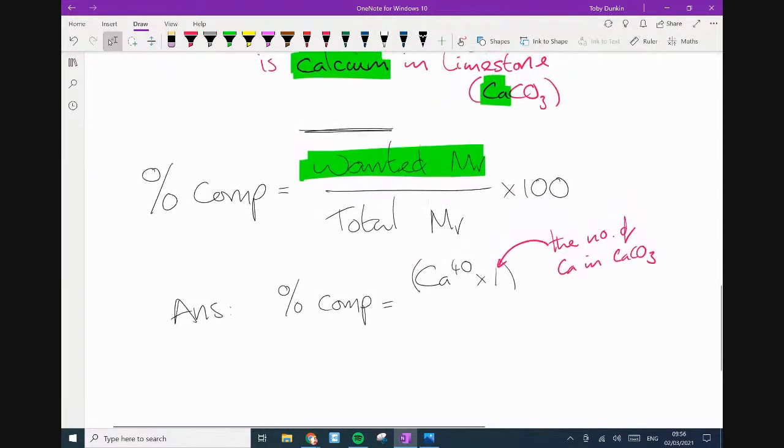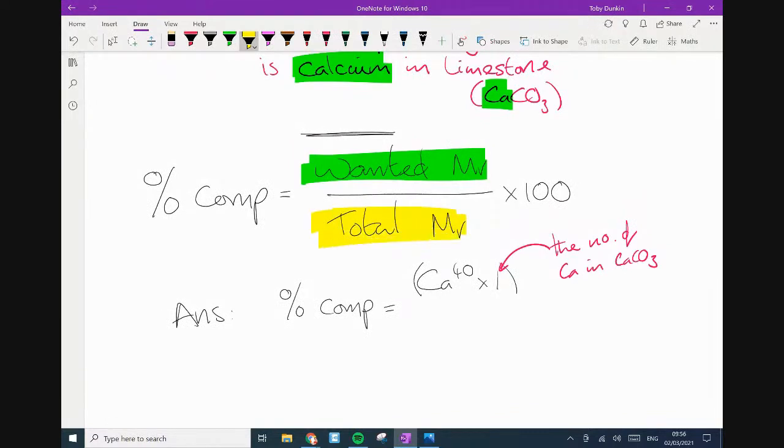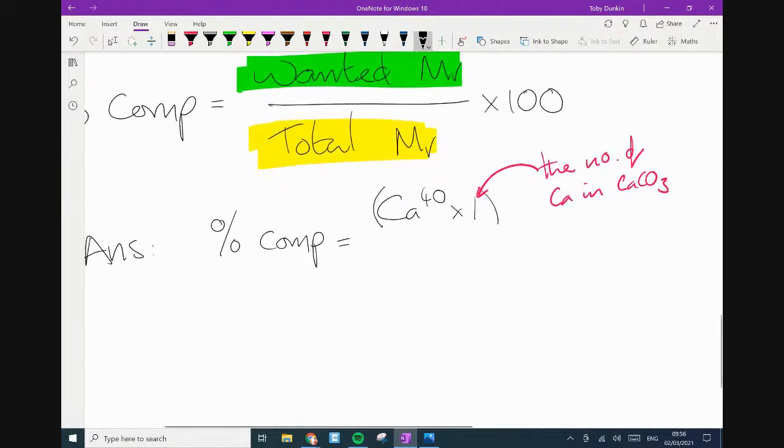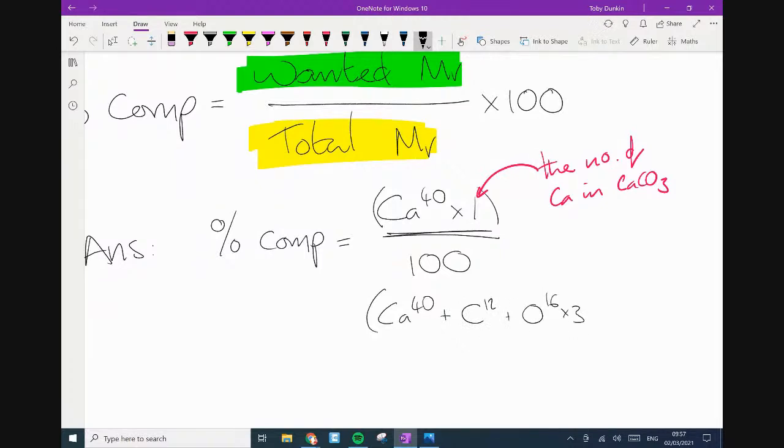The next thing is the total. So the total MR is for the whole thing. And the great thing is, the reason why I love limestone so much is because it has an MR of 100. So the MR of limestone is 100. Let's explain why. Because calcium weighs 40, I've got 1 carbon at 12 and oxygen at 16 times 3. The total for limestone is 100.